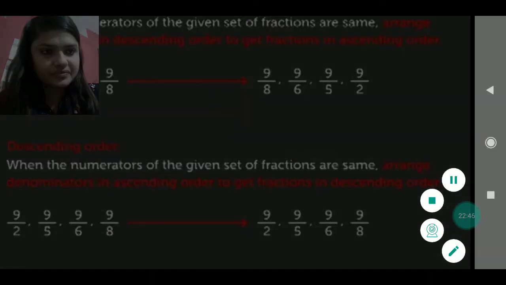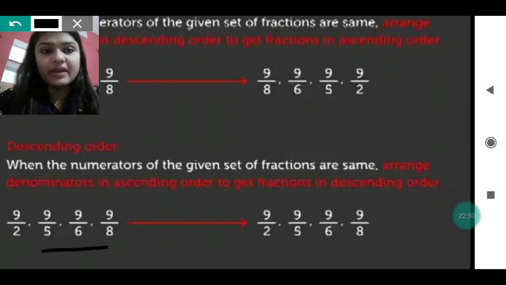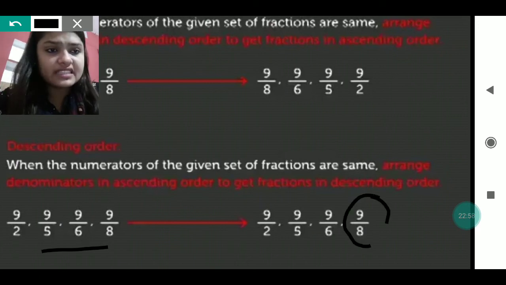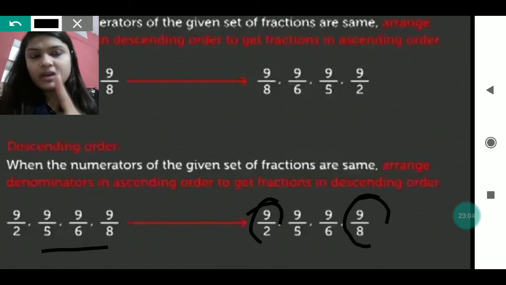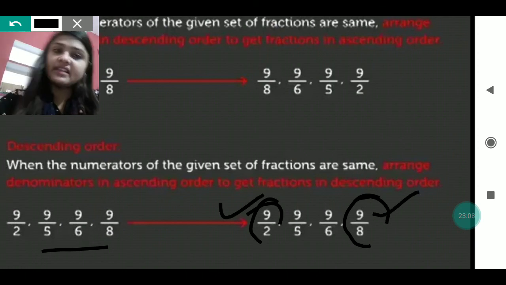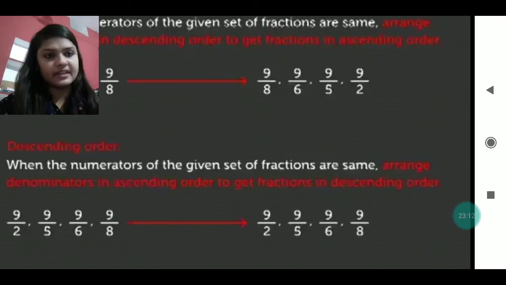Just see, as this number is given, which is the smallest number here? 9 by 2, then after that 9 by 5, then 9 by 6, then 9 by 8. So here you can see the largest is coming in the last and the smallest is coming in the first. So already we have learned the smallest denominator will become greater. So here 9 by 2 is greater and 9 by 8 is smaller. In this way we arrange the numbers in ascending and descending.